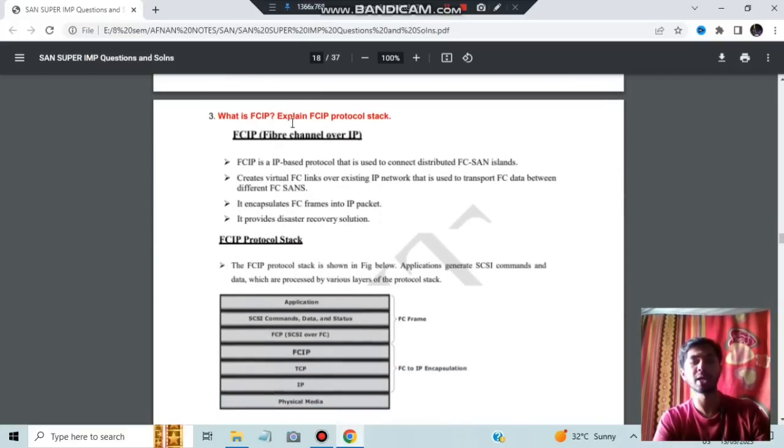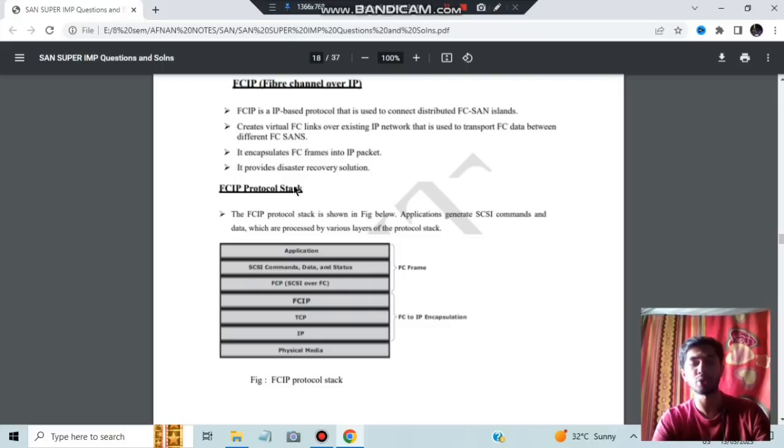Next we have: what is FCIP? Explain the FCIP protocol stack. FCIP is Fibre Channel over IP. It is a protocol which is used to connect distributed FC SAN islands. Different FC SAN islands are there, and the connection between them is made by using Fibre Channel over IP. It creates a virtual FC link over the existing IP; whatever the existing IP is, it creates another virtual link over that. It encapsulates FC frames into IP packets and provides a disaster recovery solution. And this is the protocol stack. A few layers are there: physical media, IP, TCP, FCIP, FCP, SCSI, and the application layer.